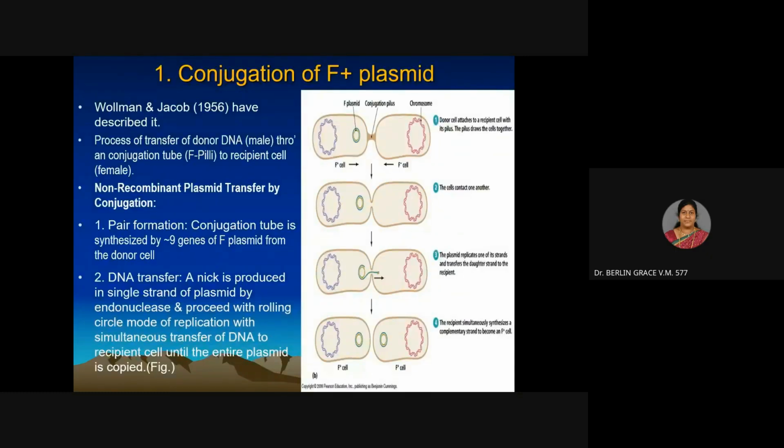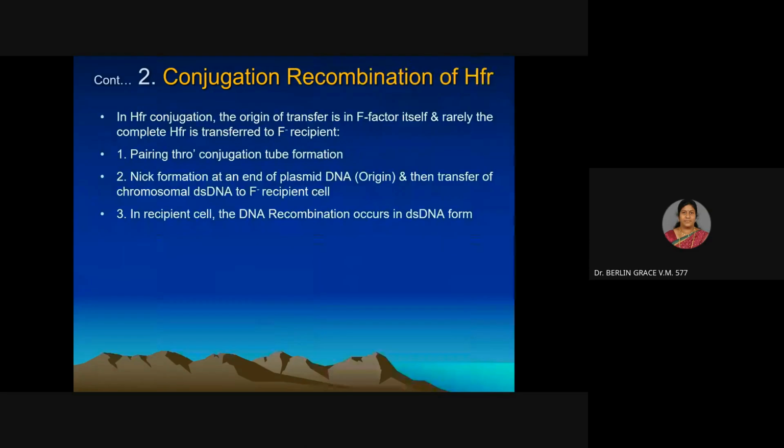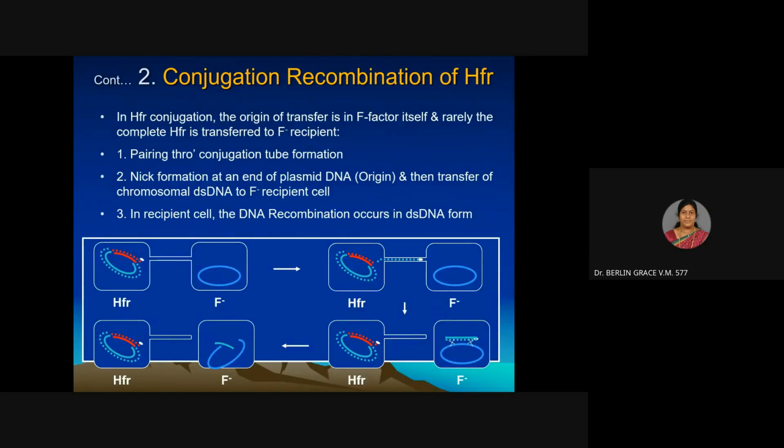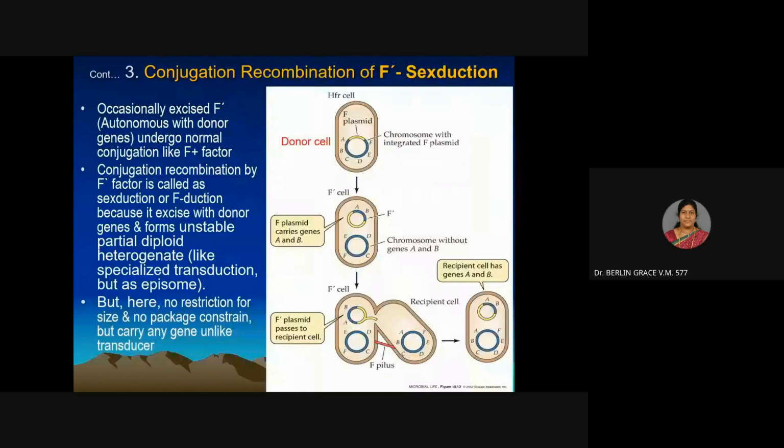And conjugation: it will form a conjugation tube and a copy of the plasmid will enter the recipient. This is not causing recombination, only the plasmid is going. We have an Hfr condition where the plasmid integrates into the chromosome, and in that condition, when it undergoes recombination, at the end of the plasmid a nick happens, and the chromosomal DNA of 1, 2, or 3 genes will enter the recipient cell. There, the genetic exchange takes place.